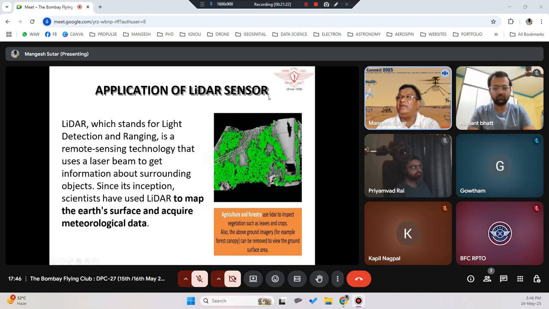Okay, the application of lidar sensor, which stands for light detection and ranging, is a remote sensing technology that uses a laser beam to get information about the surrounding objects. Since its inception, scientists have used lidar to map the Earth's surface. This is specifically used by the Meteorological and Geographical Society of India. Those people have been extensively using lidar to capture images of the Earth's surface and acquire meteorological data also. Especially the agriculture people, the forest department, all these people are using lidar to capture real-time data about the surfaces.